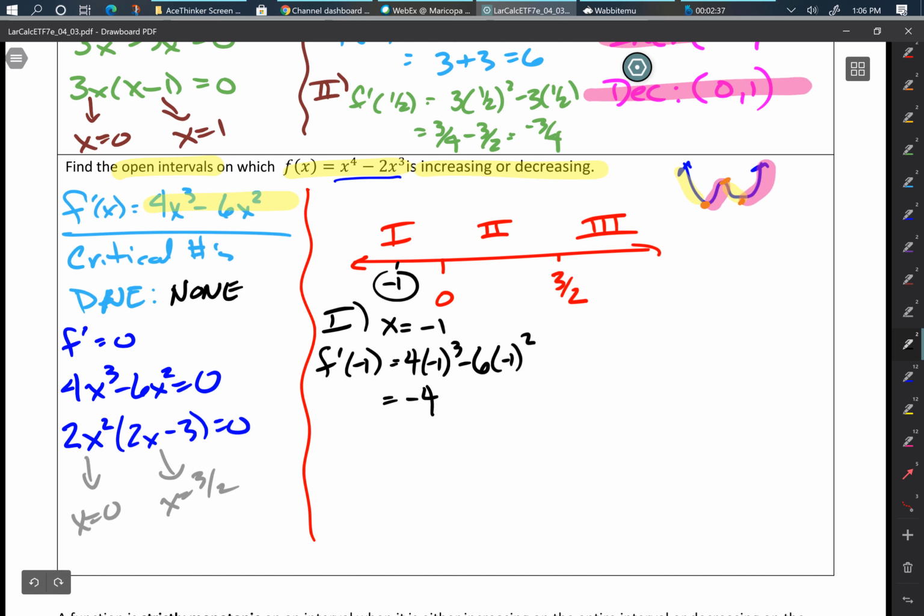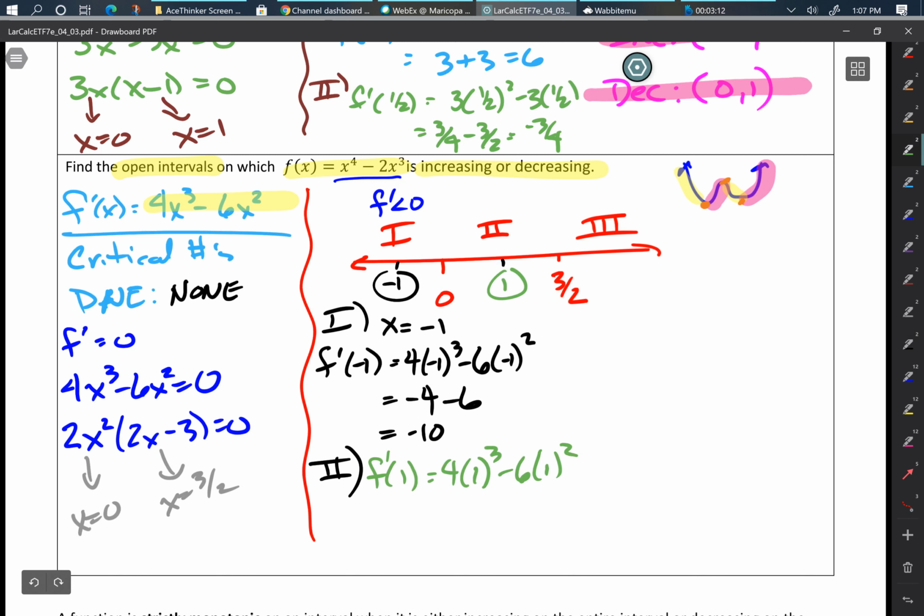Four times -1 cubed is -4. -6 times -1 squared is -6. So over there we are less than 0. So on that first interval, f prime is less than 0. Now I'll pick a number from interval number 2. I'm going to choose 1. And then I'll find the value of the first derivative when x is 1. So that's going to be 4 times 1 cubed minus 6 times 1 squared. That's going to be -2. So on that interval, we are also decreasing.